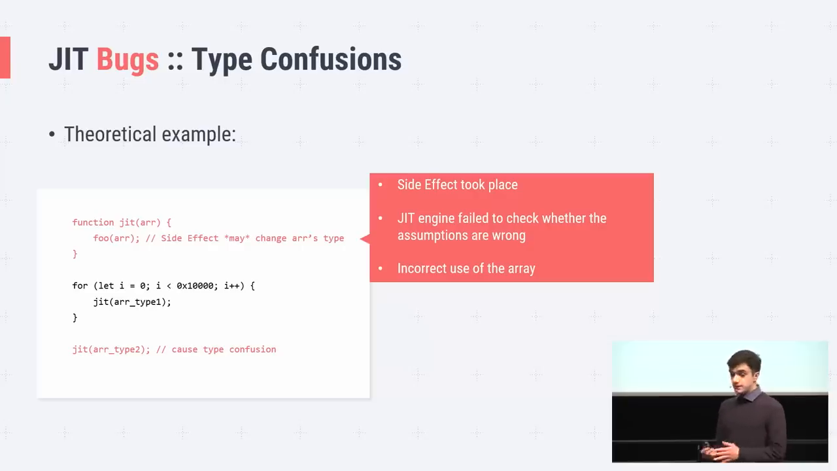So this is basically about JIT type confusions. We essentially have some function to make it hot, and then we have another function which gets emitted to machine code. And in that function, we call some other function which will have side effects. Side effects are things that the JIT compiler is not aware of. So let's actually move on to my vulnerability.